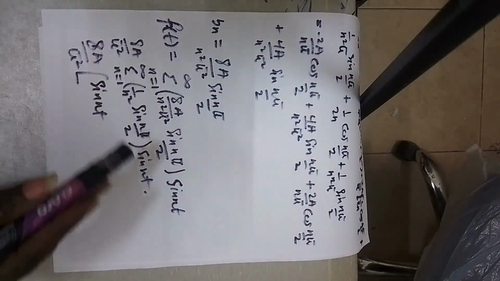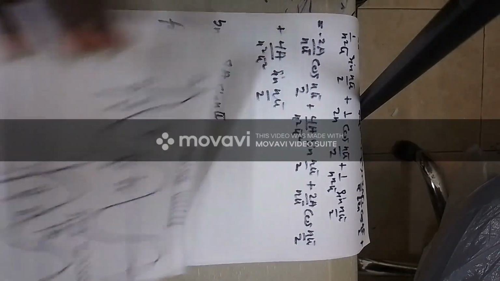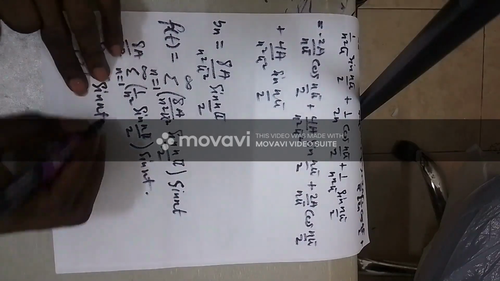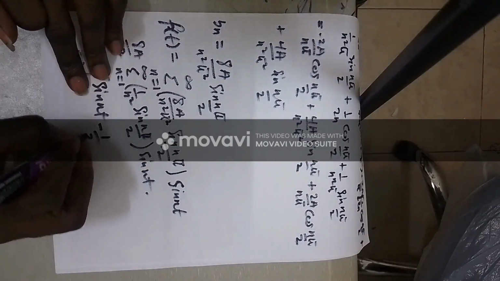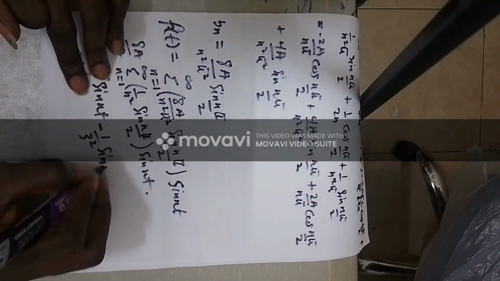If I put in 3, I'll have sine 3 pi on 2. So sine 3 pi on 2, the value is minus 1. So that means that I will have minus 1 over 3 squared, sine nt.